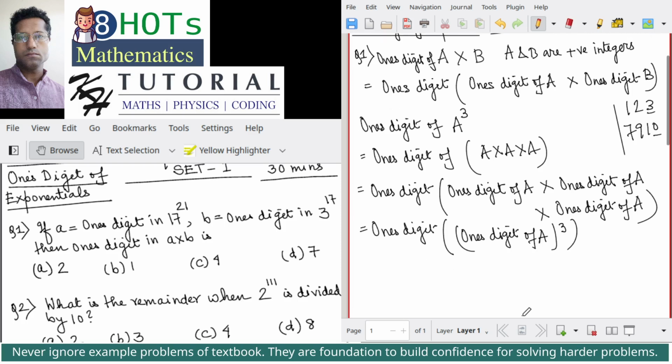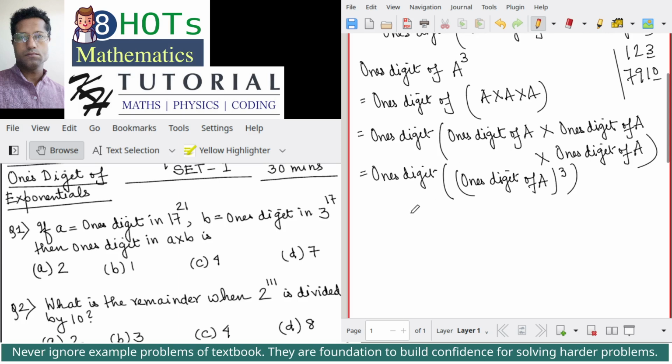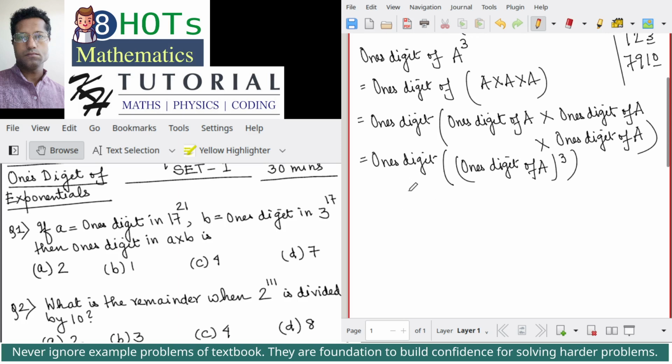Now you also have to keep one thing in mind: when you take powers of the digits, there will be a pattern of the ones digits. For example, let's try to see what is the pattern followed by all the powers of digits. Let's see 1. So 1 to the power 1 is 1. So the last digit is 1.